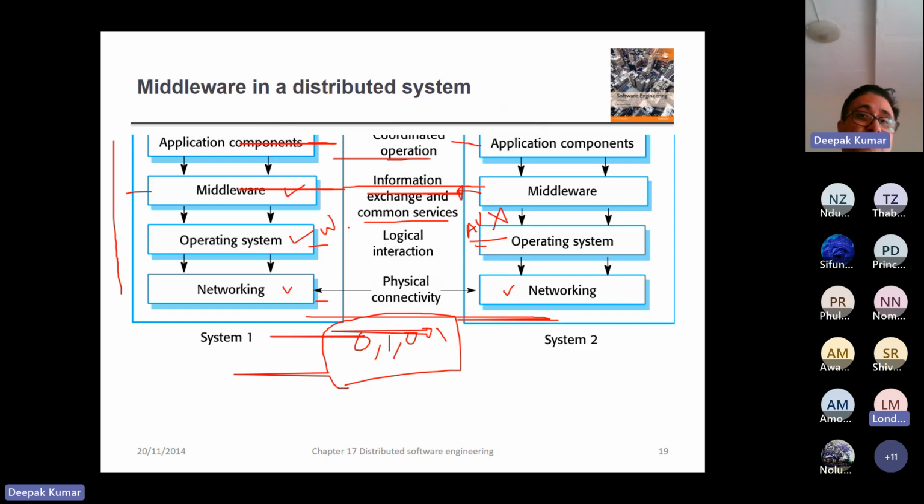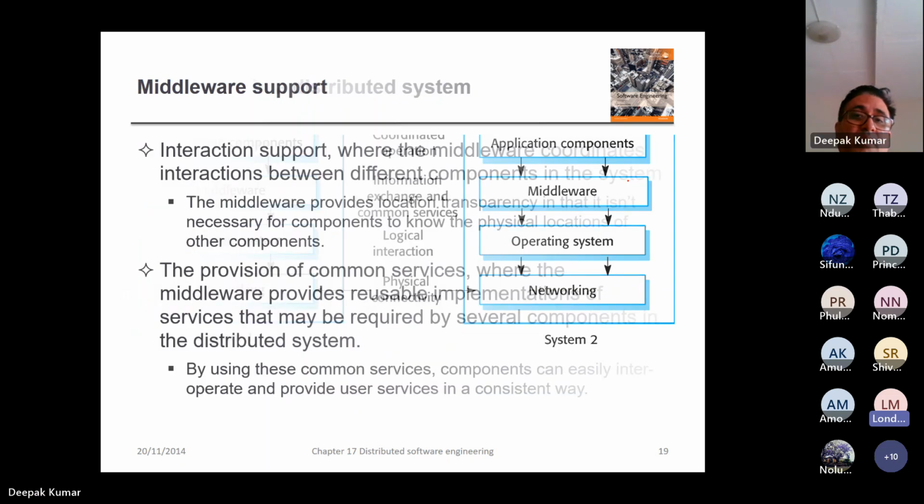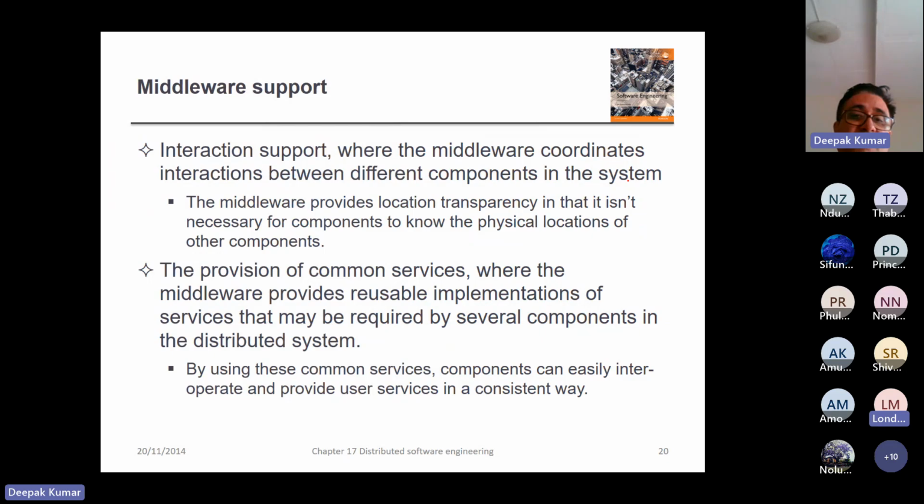So this one is running. This component runs on system 1. This runs on system 2. And using this middleware, they will be able to exchange their data essentially by taking care of all different formats and other compatibility issues that will arise with different data from different components.